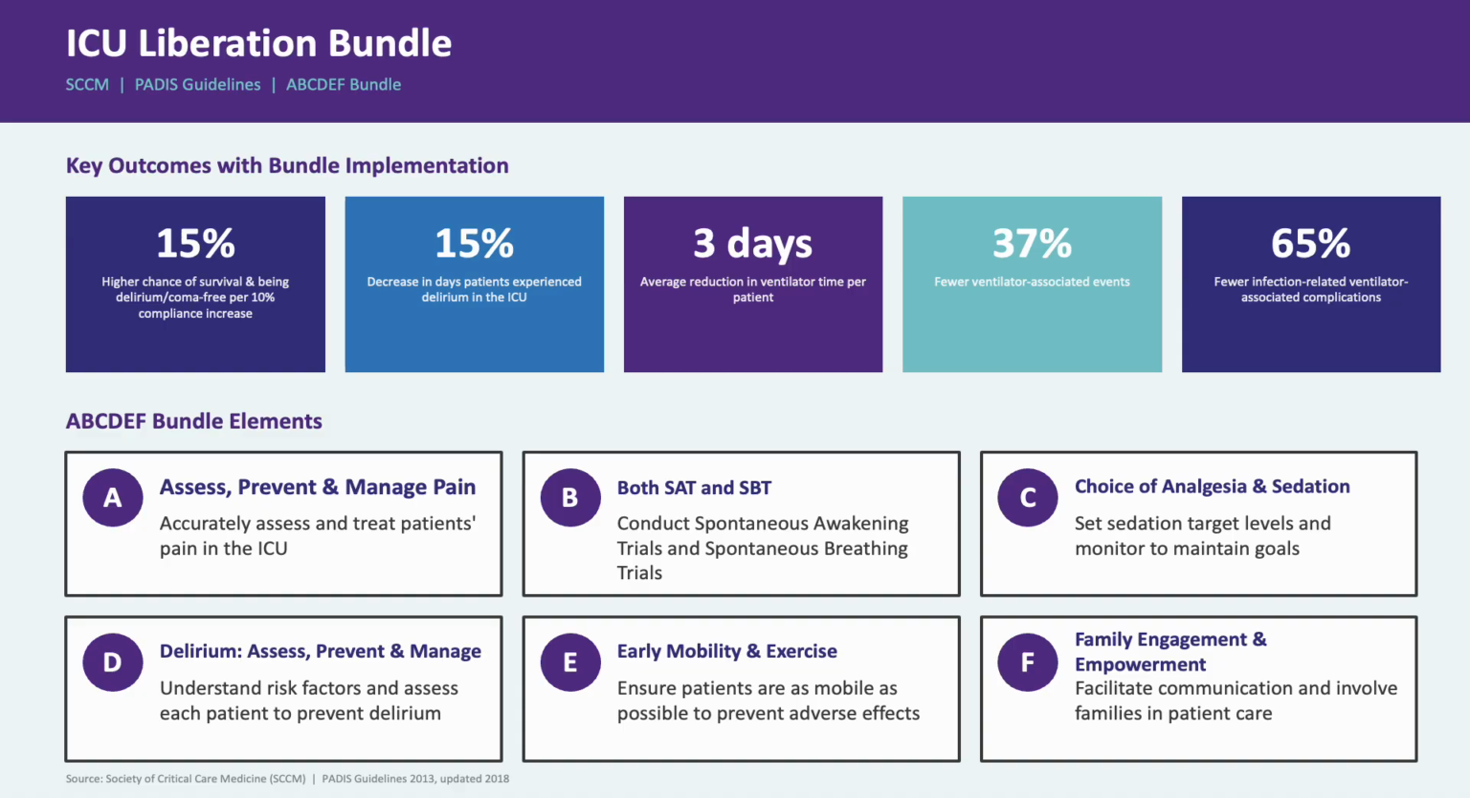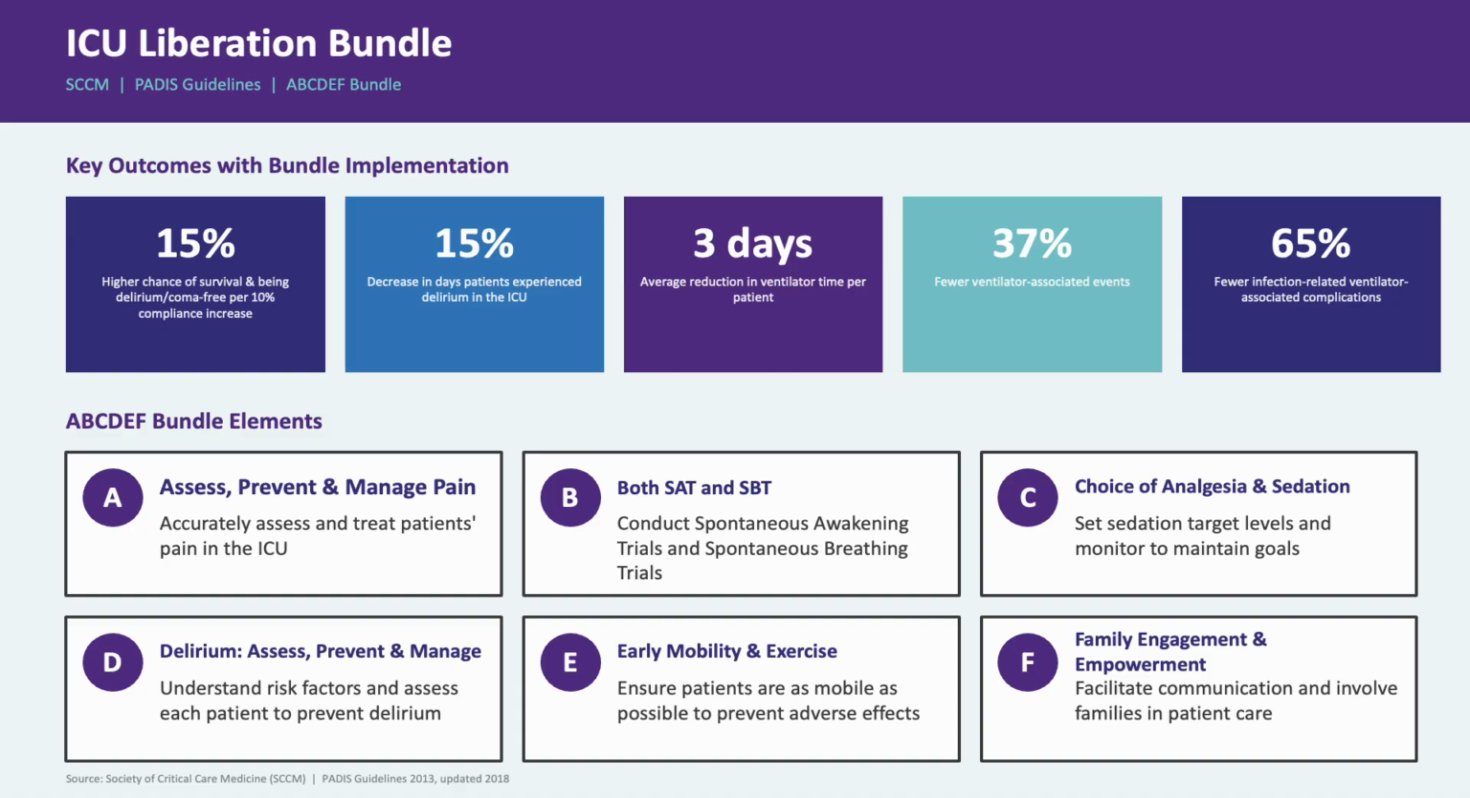Third, an average reduction in ventilator time of 3 days per patient. 3 days. Think about what that means for a patient. Fewer days on the ventilator means less risk of ventilator-associated pneumonia, less sedation, earlier mobility, and faster recovery. For our system, it means better bed utilization and reduced costs. Then we see the 37% fewer ventilator-associated events and 65% fewer infection-related ventilator-associated complications. These are the kinds of numbers that change patient trajectories.